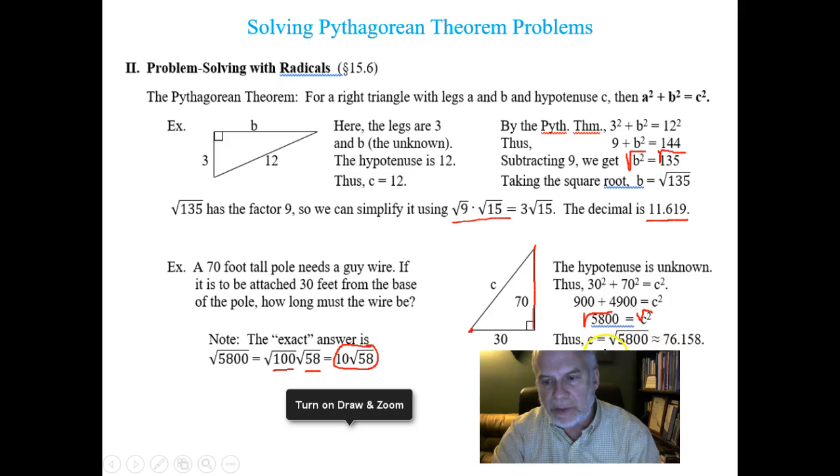The decimal answer, square root of 5,800, is 76.158. Now, of course, that's the answer you would want if you're a construction person going to have to cut the wire you need. You're going to cut it maybe at 77 feet long, so you have enough.